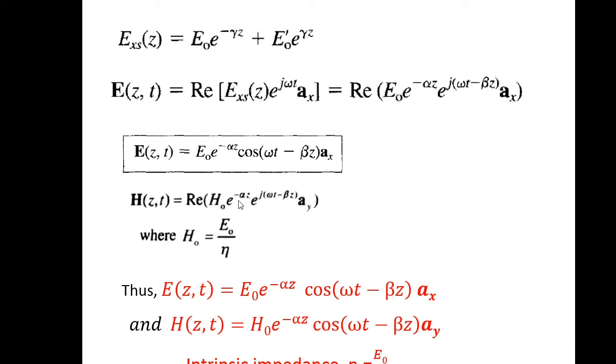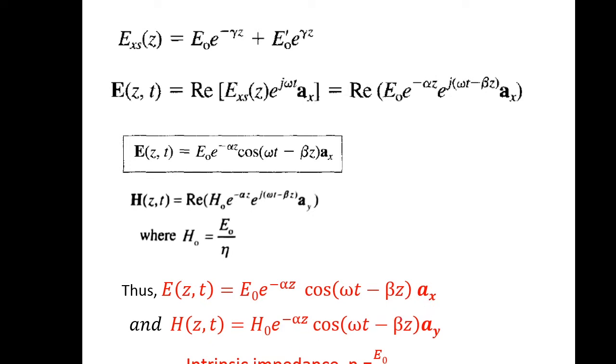Real part of H0 e raised to minus alpha z into e raised to j(omega t minus beta z) ay. Okay. So, in short, you can understand that both electric field and magnetic field are perpendicular to each other in a transverse electromagnetic wave, and both these fields are perpendicular to the direction of propagation of the wave. So in this case, you know that E is in x direction, H in y direction, and propagation of wave in z direction. Okay, so this is the general equation for the wave. E(z,t) is E0 e raised to minus alpha z into cos(omega t minus beta z) into unit vector ax.